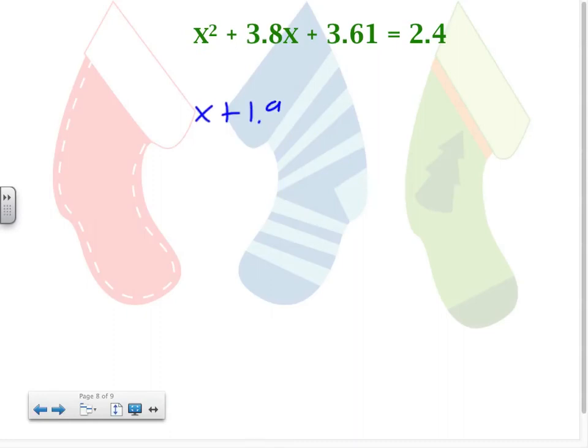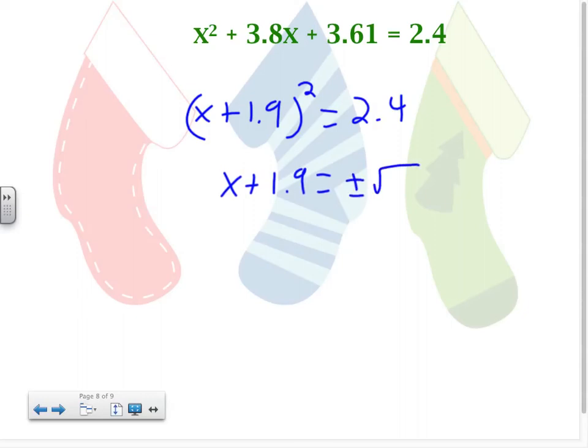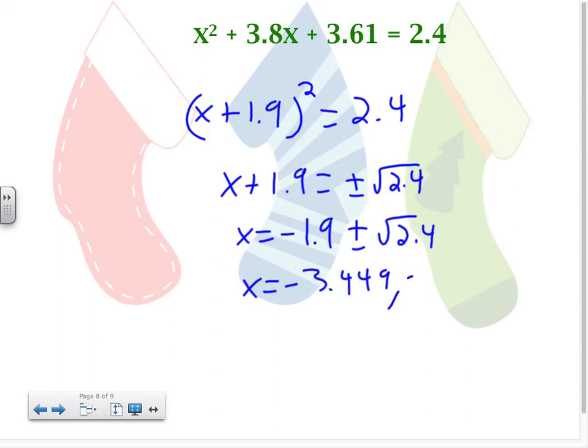X plus 1.9 squared equals 2.4. X plus 1.9 equals plus or minus the square root of 2.4. X is negative 3.449, negative 0.351.